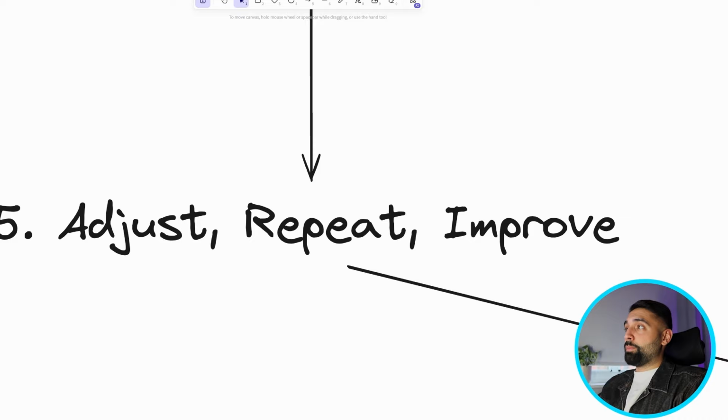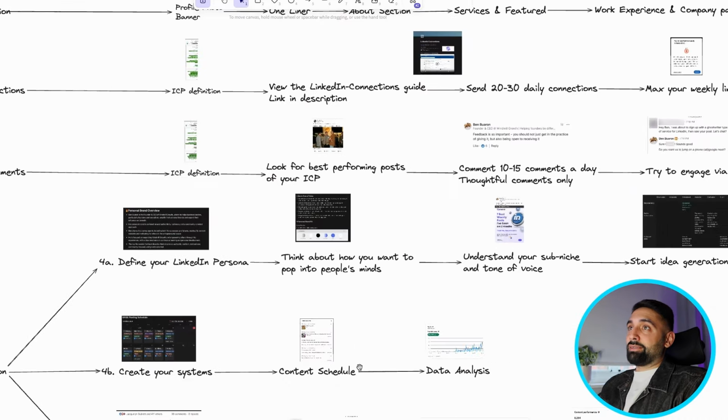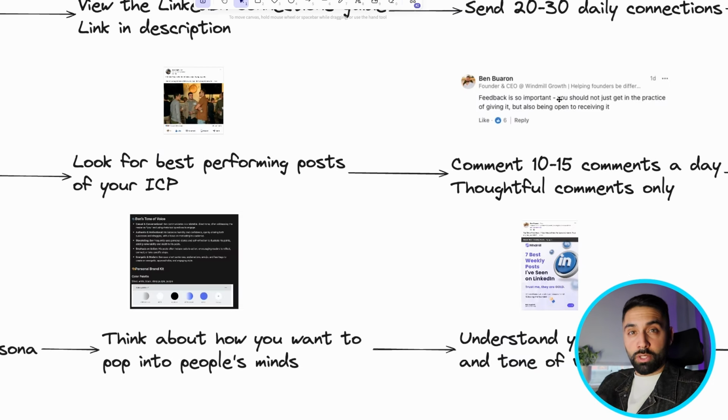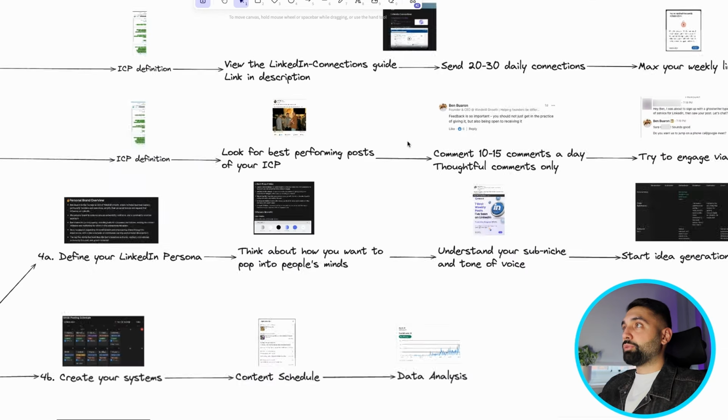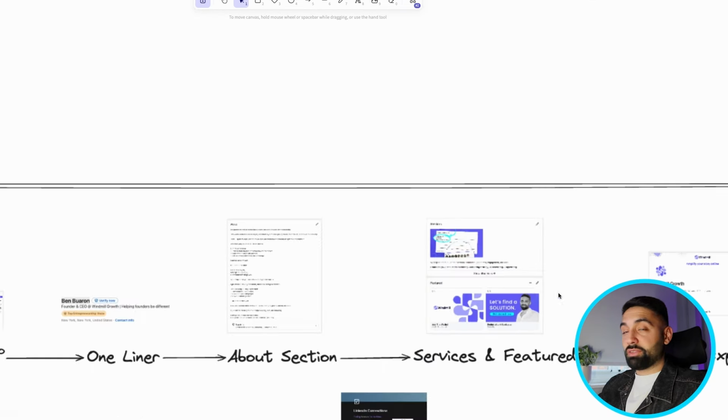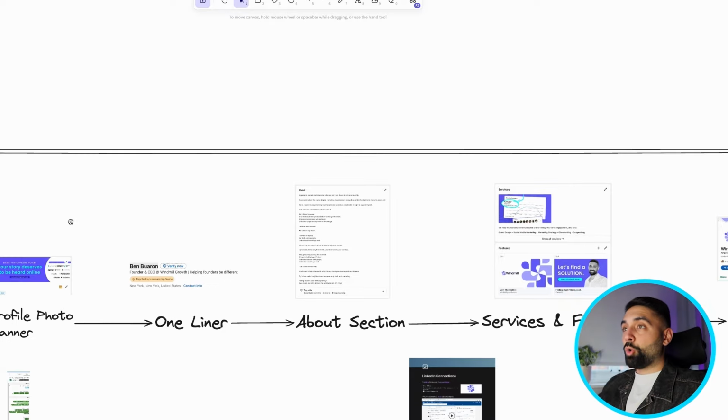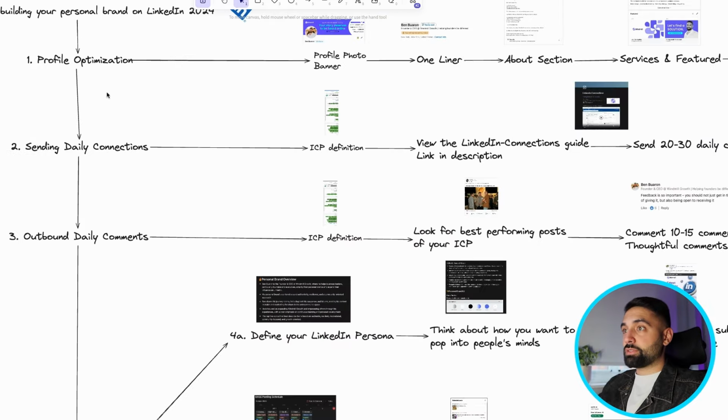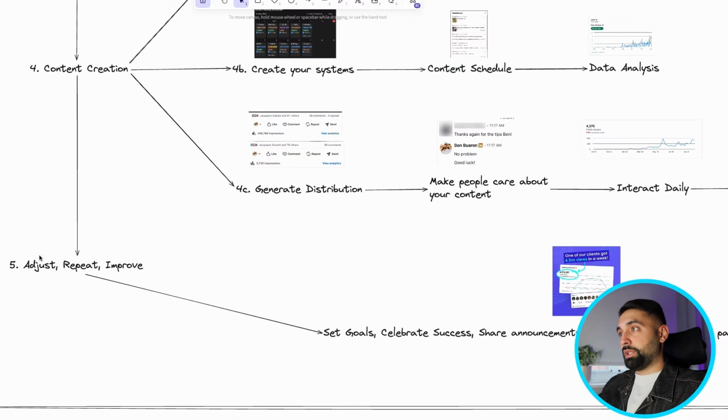Okay, you should always go back and, for example, if you saw that sending daily connections does not convert enough or you're not getting a lot of approvals, then think about maybe adding a note. If you're seeing that your outbound daily comments do not generate likes, find a better way to write them. Maybe use AI, LLM tools, do whatever you want, but always adjust and improve. If you're seeing that you're not getting a lot of profile visitors or website views, then you should improve your profile optimization. So always make sure that each one of those steps, you can always get back to it, adjust, repeat, and improve.